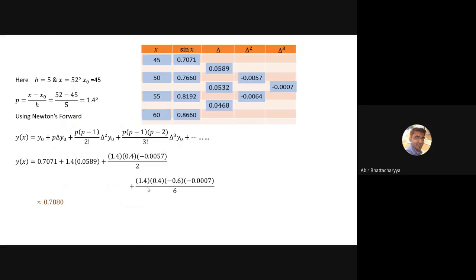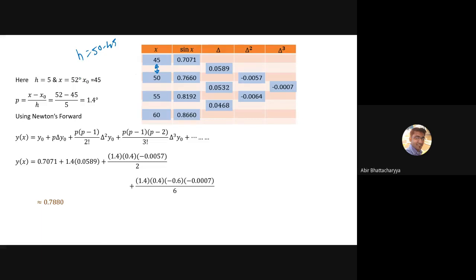Now we found this step. After that, we have to follow these things. What is your h? Here h equals 5. It's the difference between x values, so 50 minus 45 is going to be h, and h equals 5. And x equals 52 degree.